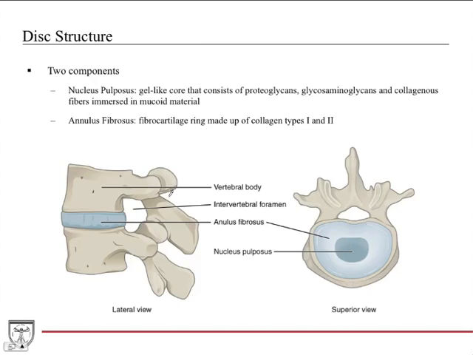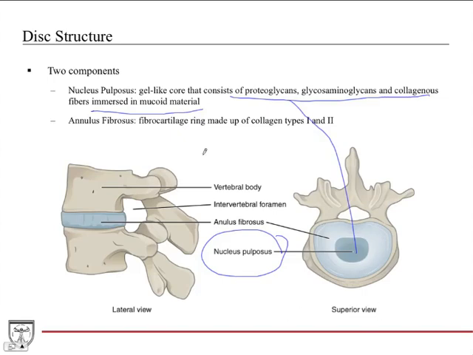Now, what are the components? If we look here, you have your nucleus pulposus. This is a gel-like core, and it's composed of all your favorite things from biochem, all in one: proteoglycans, glycosaminoglycans, collagenous fibers, all immersed in this mucoid material. So it's really this thick, viscous, jelly-like content that's found in the core here. Some people think of an intervertebral disc like a jelly donut, and this is the jelly inside.